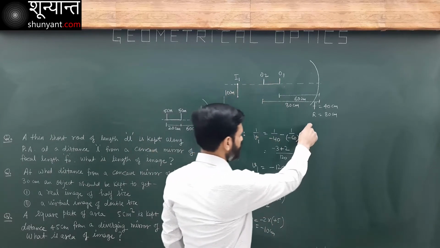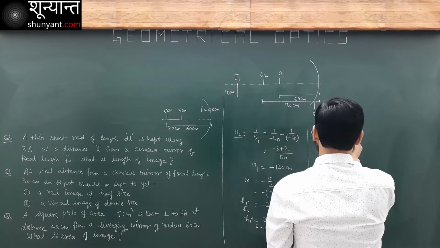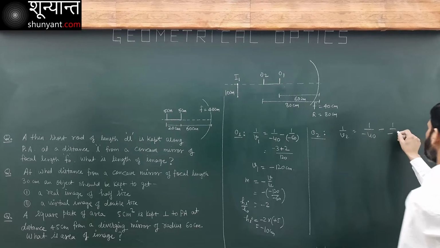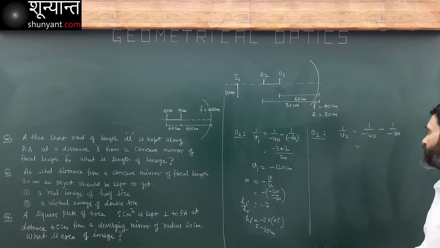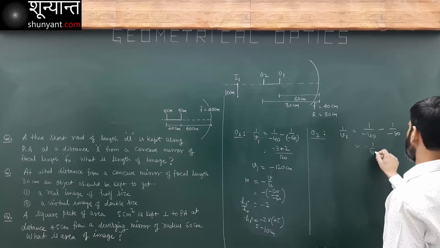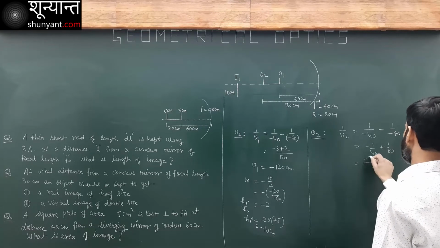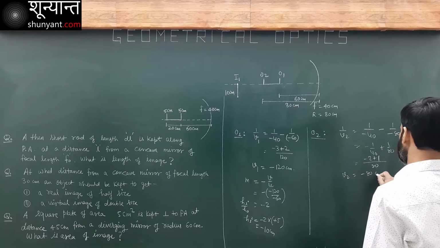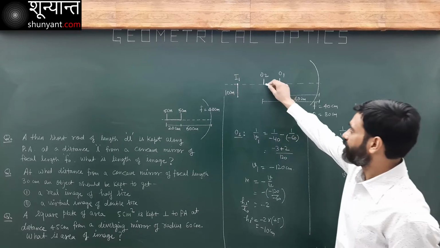Now what about O2? 1 over V2 is 1 over minus 40 minus 1 over minus 80. I am expecting it to be at the same place. Let's find out. Minus 1 over 40 plus 1 over 80. 80 minus 2 plus 1. Okay, so V2 is minus 80 centimeter. I am going to get an image at the same place.